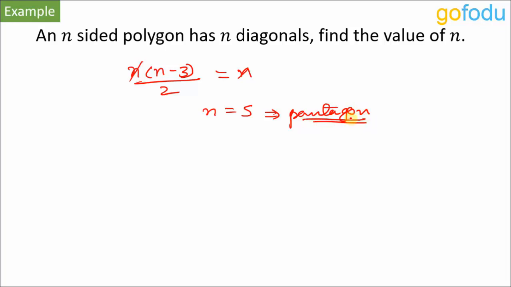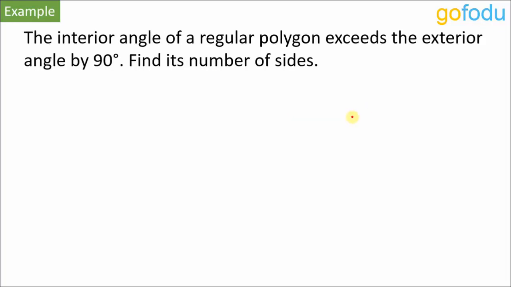Next question. The interior angle of a regular polygon exceeds the exterior angle by 90 degrees. Find its number of sides.